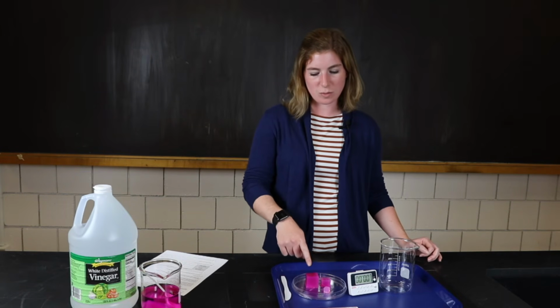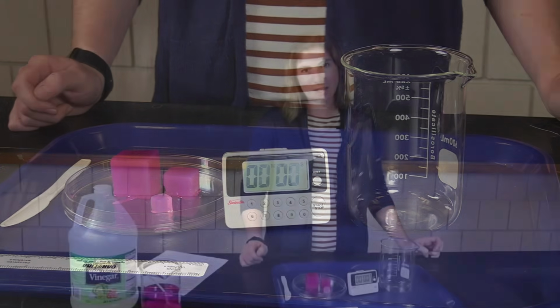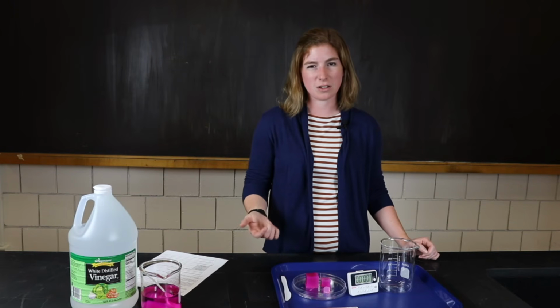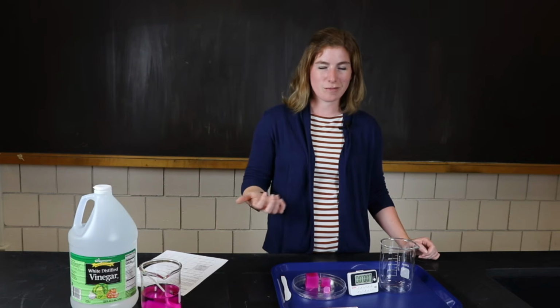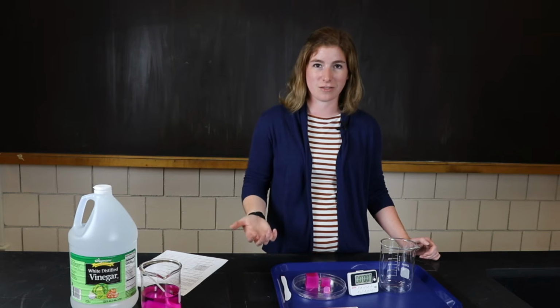Here in our agar cubes, you'll notice they are pink. That's because they have an indicator called phenolphthalein in them, which will change color from pink to more clear when in the presence of an acid. Today, our acid is vinegar. You could really use any acid, but vinegar is really safe and also easy to find.